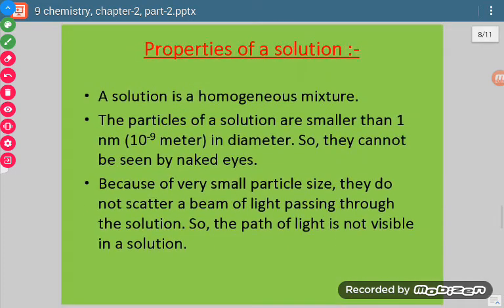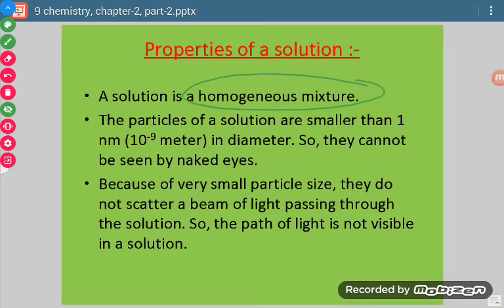Okay, now let us discuss the properties of solution. Very first property, solution is a homogeneous mixture. Second property, the particle size is less than 1 nanometer. 1 nanometer is equal to 10 raised to power minus 9 meter, so nano stands for 10 raised to power minus 9. This size is so small that we cannot see it with the naked eye. It is impossible to view it with the naked eye.